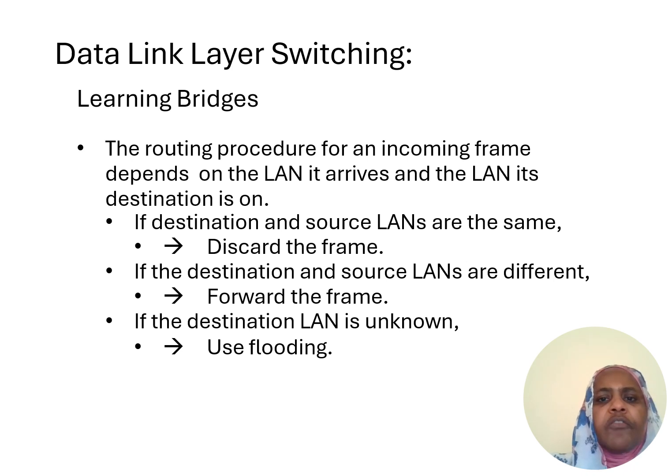Learning bridges have a routing algorithm for incoming frames that depends on the LAN that it arrived from and the LAN it's sent to. If the destination and the source LANs are the same, it will discard the frame. If the destination and the source LANs are different, it will forward the frame. If the destination is unknown, it will use flooding.